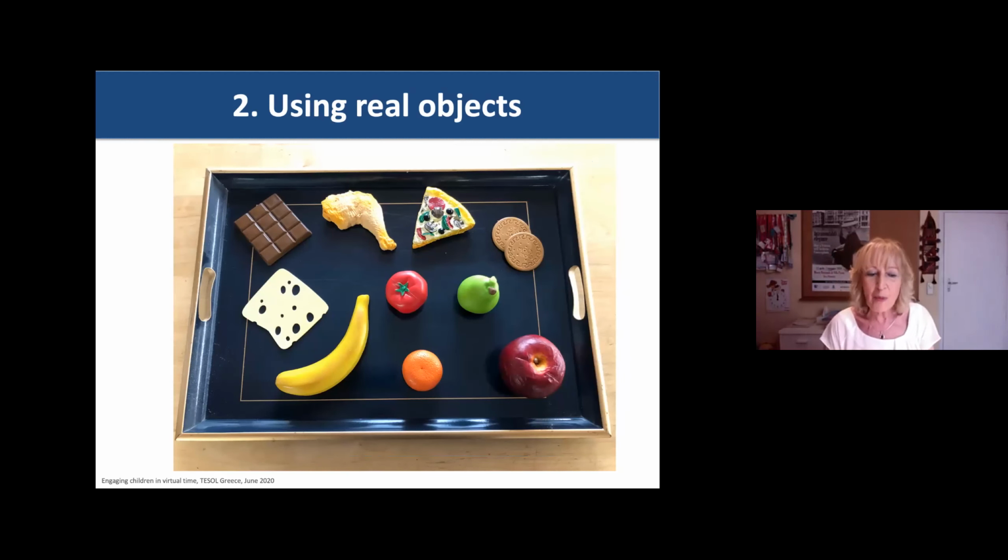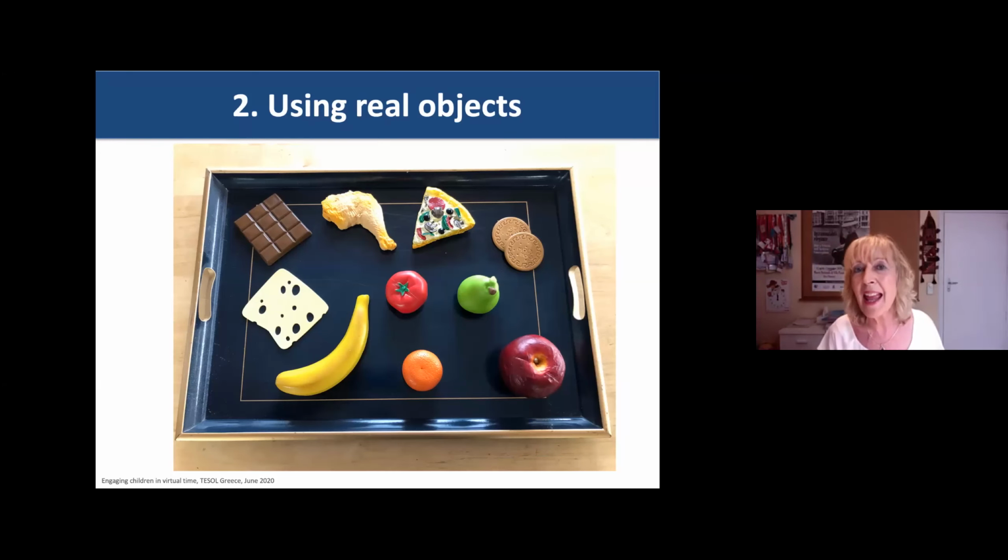Okay, so with a tray of objects like this, we can also do lots of other simple things. We can, for example, describe one of the objects and students guess which one we're describing. This could be really simple. It's yellow, you can eat it, so it's the banana.